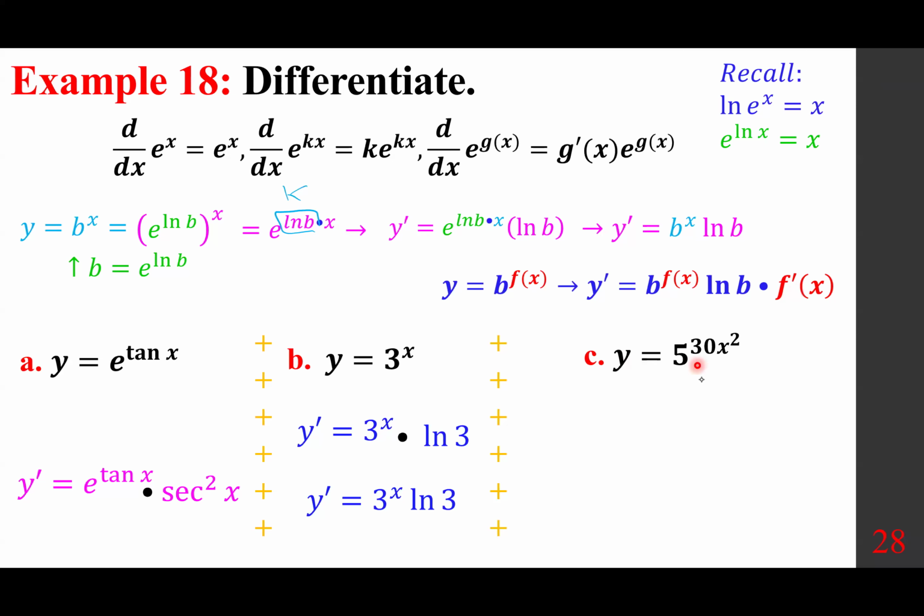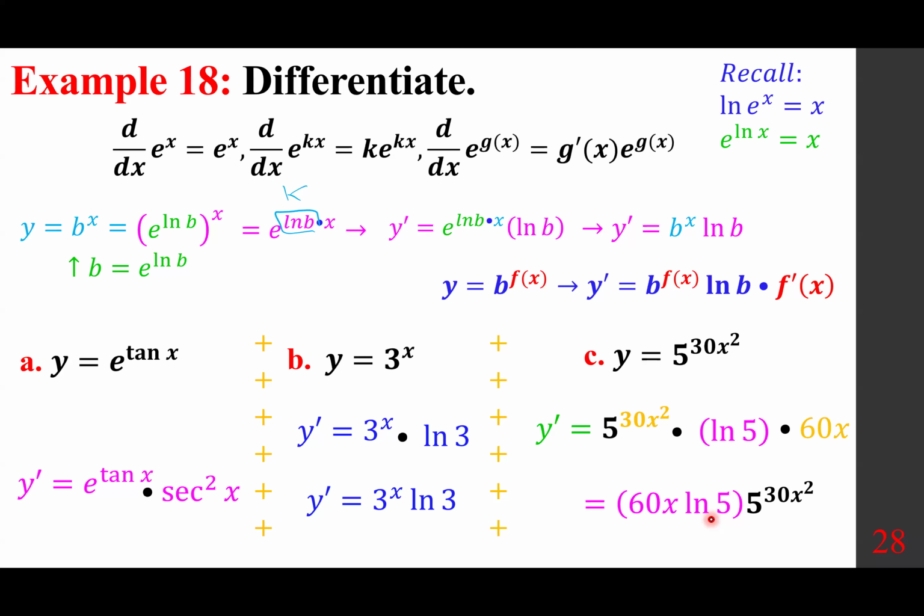So what is y prime? Itself, because it's an exponential format. You look at the base. If the base is e, you're done with that part. It's not, you need ln b, so you need ln 5. Then you look at the exponent. You need its derivative by the chain rule, which is 60x. And you just rewrite it by putting 60x ln 5 in front.